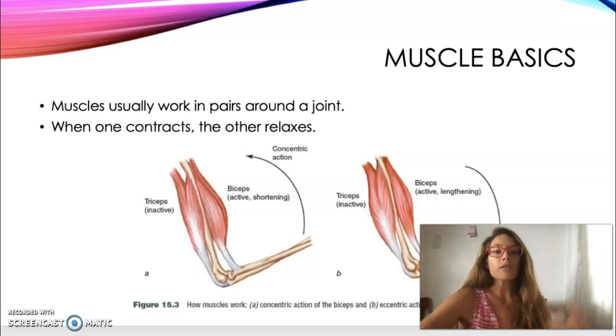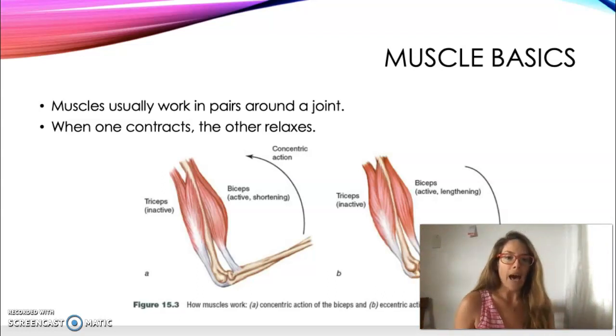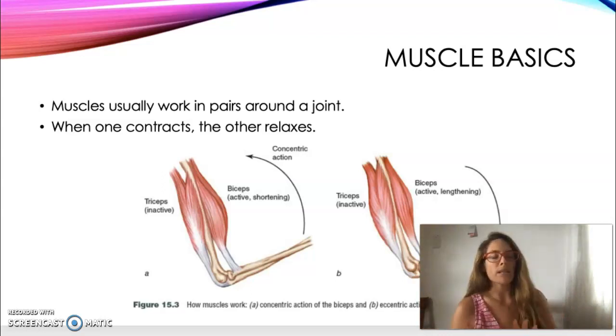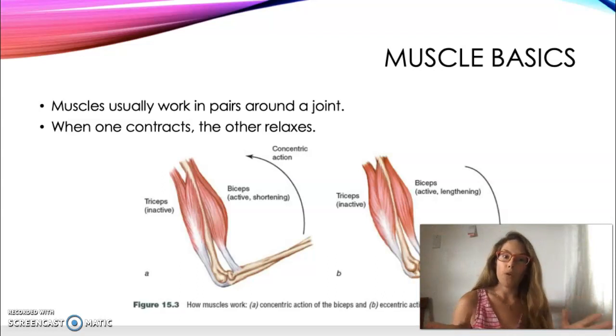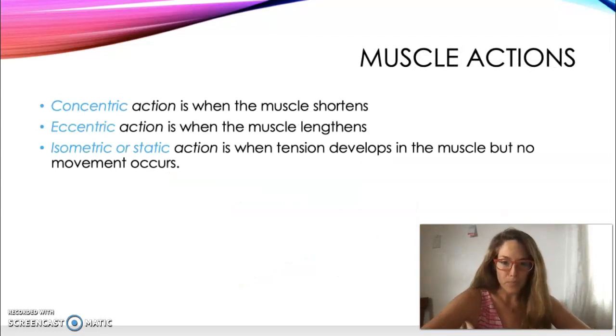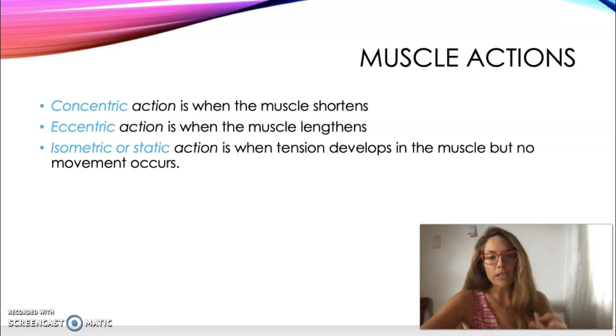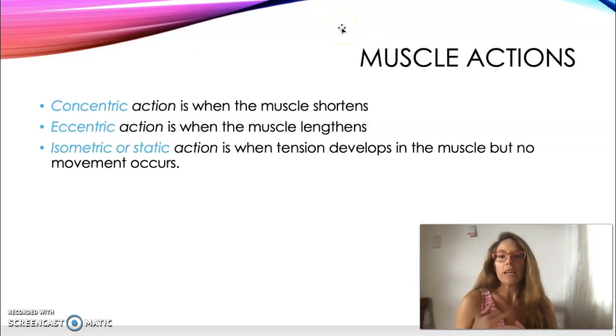And so the interesting thing about agonist and antagonist muscle pairs is that no one muscle is always an agonist or always an antagonist. It really depends on the movement that's happening, whether it's an antagonist or an agonist muscle movement. So these muscle actions, we have three different types of muscle contractions. So we have concentric, eccentric, and isometric contractions.